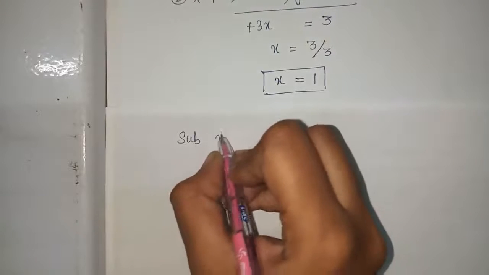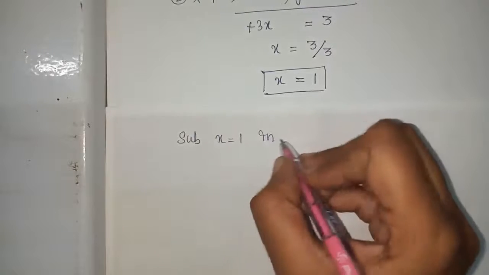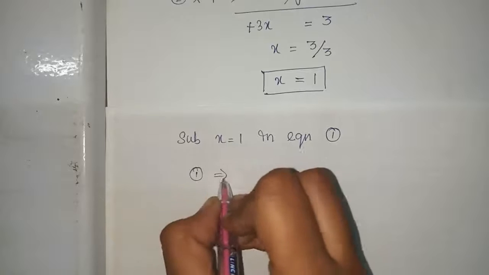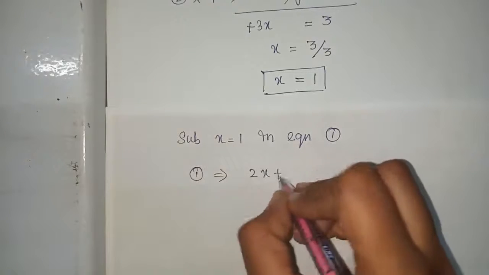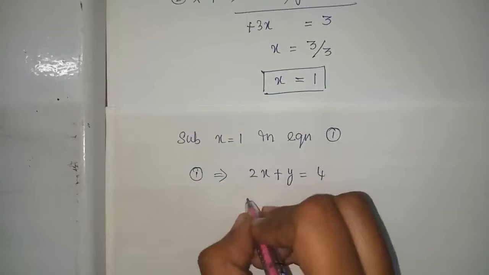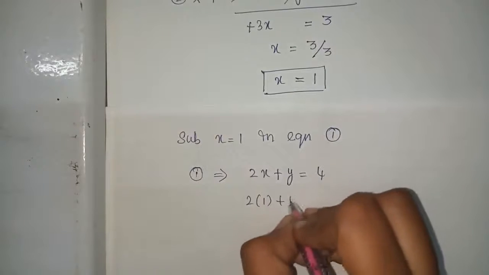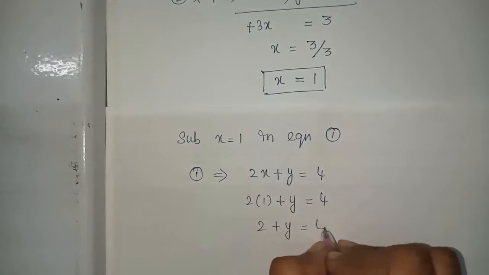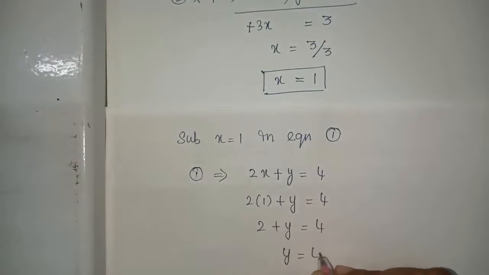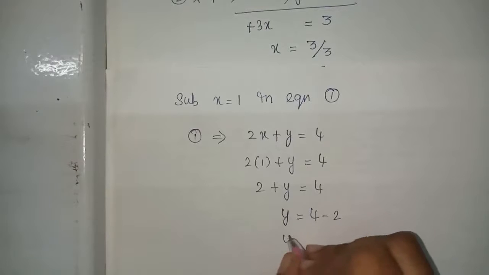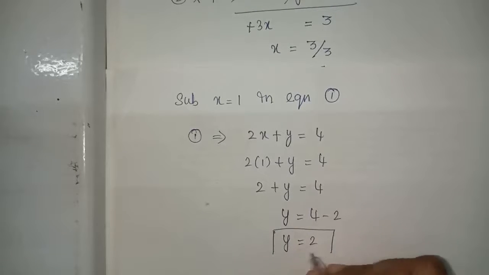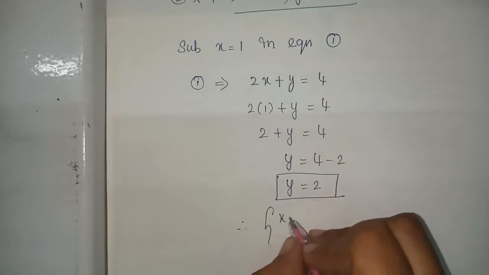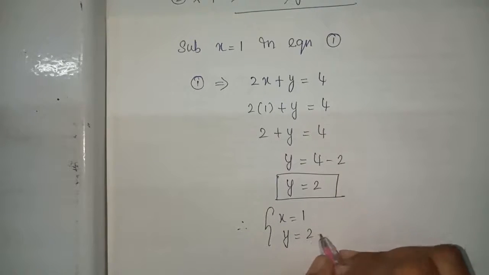Substitute x is equal to 1 in equation 1. Equation 1 implies 2x plus y is equal to 4. 2 into 1 plus y is equal to 4. 2 plus y is equal to 4. y is equal to 4 minus 2. y is equal to 2. Therefore, we found the value of x is equal to 1 and y is equal to 2.